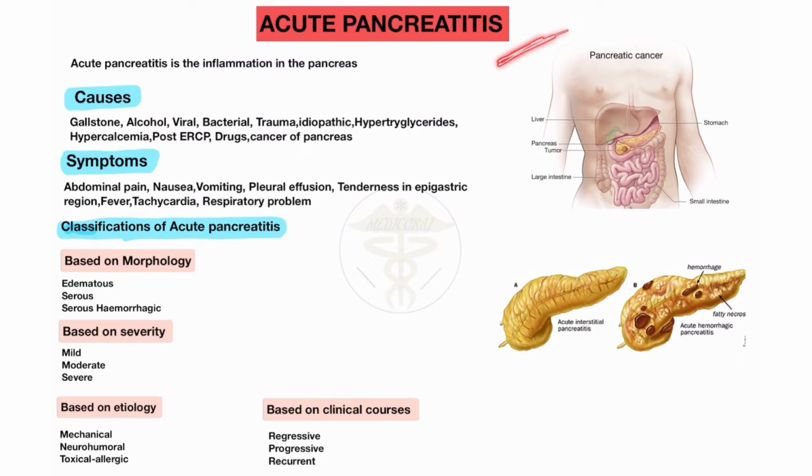Acute pancreatitis. First of all, we need to know what the pancreas is. You all know the pancreas is an organ which is located in the epigastric region. Mostly it is located in the epigastric region, but some part of the pancreas is also visible in the left hypochondriac region.